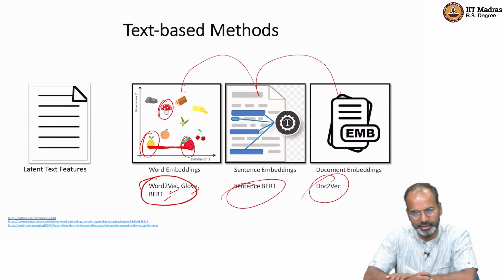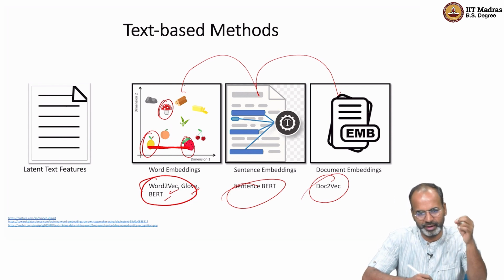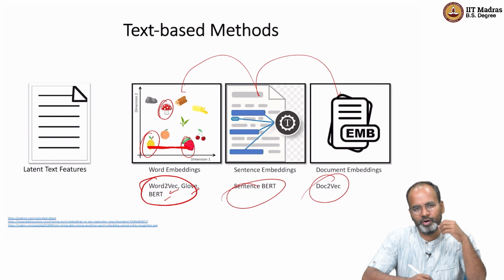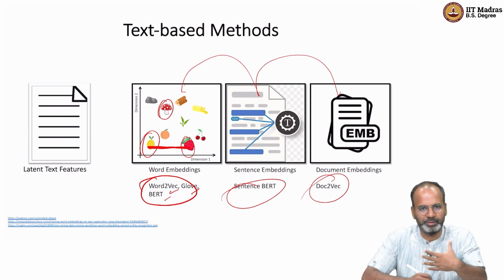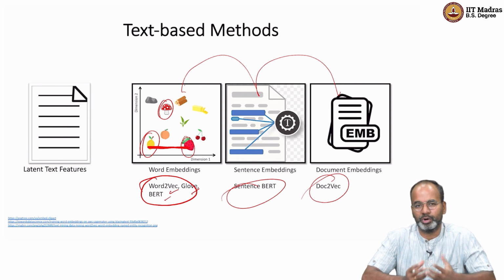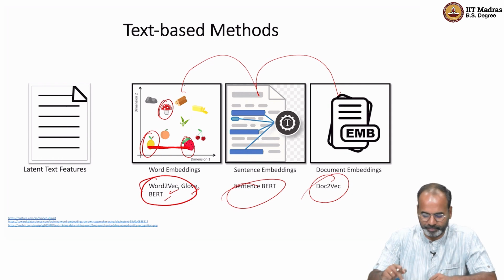Word2Vec, GloVe, and BERT are the ways by which you can create word embeddings of a given text, tweet, or post. Sentence BERT will give you sentence embeddings. Doc2Vec will give you document embeddings. All of these become very handy when you analyze the content to find out whether it is going to be fake or not. So that is latent text features.